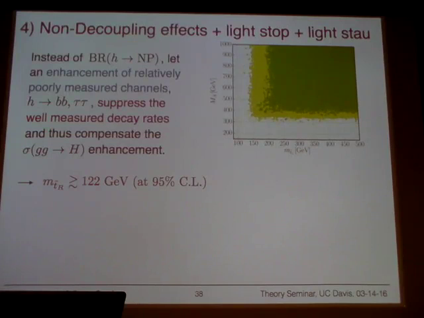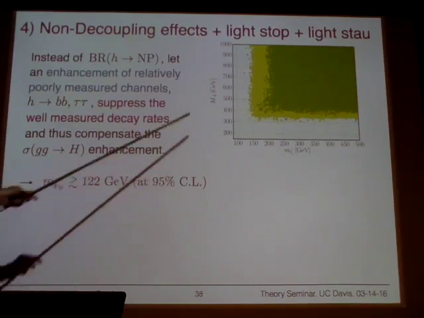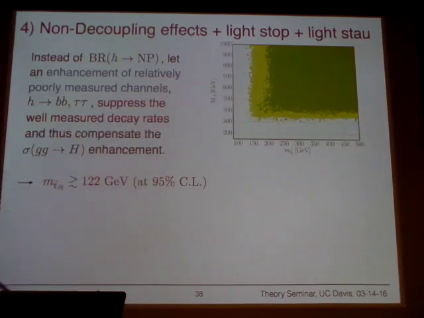And lastly, we thought about, well, what if you have, instead of this new physics decay mode, you can suppress the rates into the well-measured final states by just increasing the decay rates to b b-bar and tau, which are not so well measured. So you can partially compensate again this enhancement of the cross section. And we performed this fit by allowing A to be small, where you can have these non-decoupling effects, so you can have enhancement of the down-type fermion Higgs couplings, and we again find a similar mass limit here in this case.